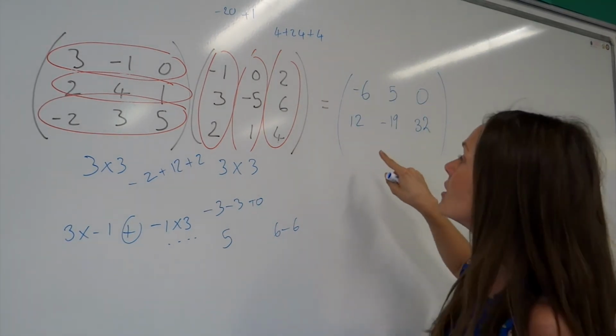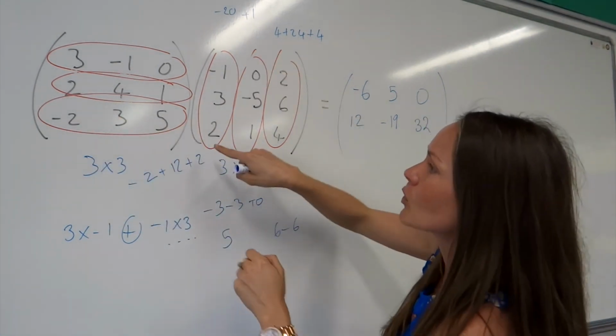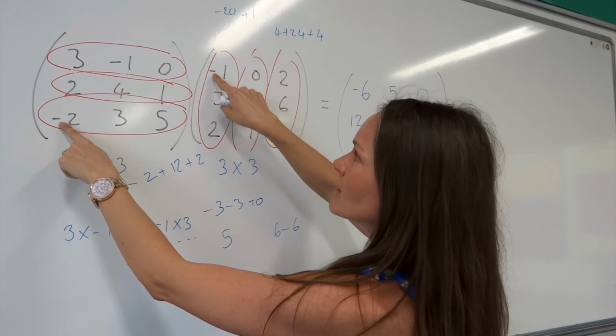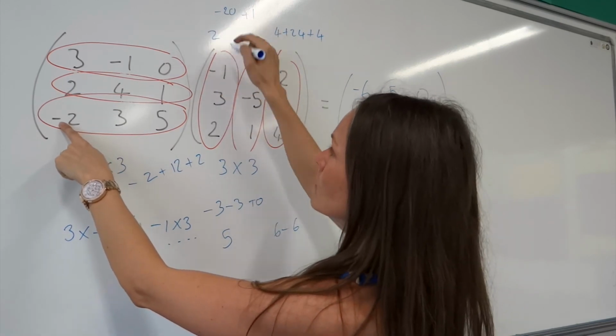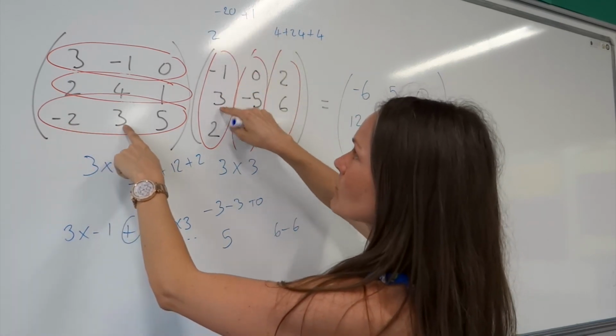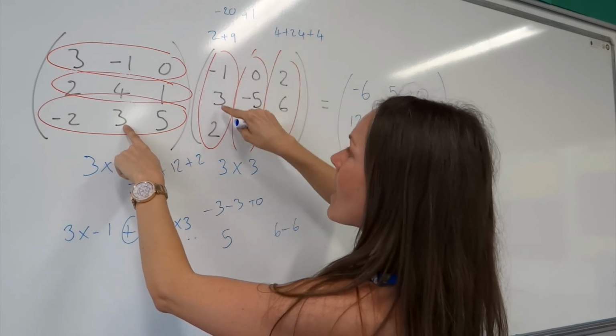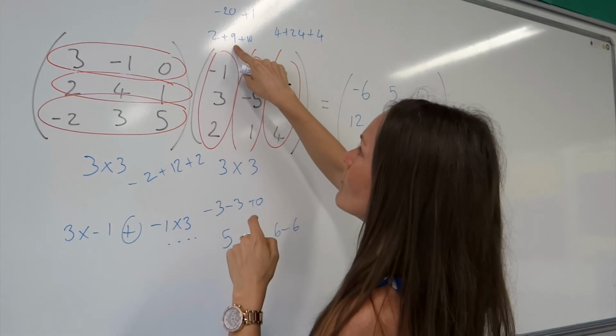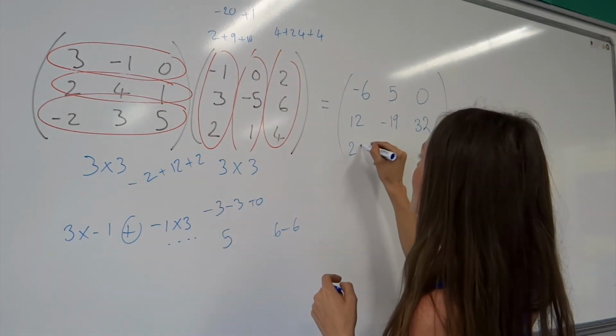Now for the bottom left. So the bottom row and the left column. So minus 2 times minus 1. Remember, a minus times a minus is a positive. Gives me 2. Then 3 times 3, which is 9. And lastly, 5 times 2, which is 10. So 11 plus 10 is 21.